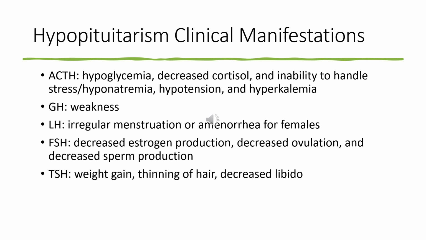These are hormones they typically check around menopause to see if we are still producing enough hormones, because if we're not, they're probably going through some changes. That includes our follicle stimulating hormone. If we have low levels of that, we're probably not producing the estrogen. We're going to have decreased ovulation and decreased sperm count. Our TSH we'll discuss when we talk about the thyroid. But again, if you have very low levels of TSH, you might have weight gain, thinning hair, and decreased libido.